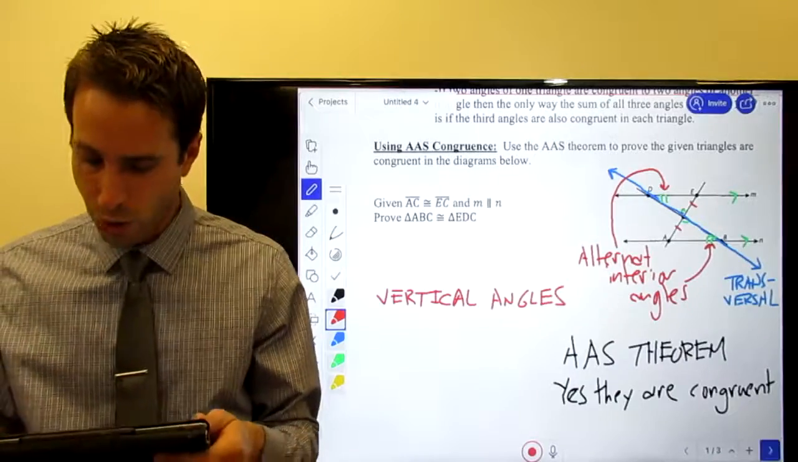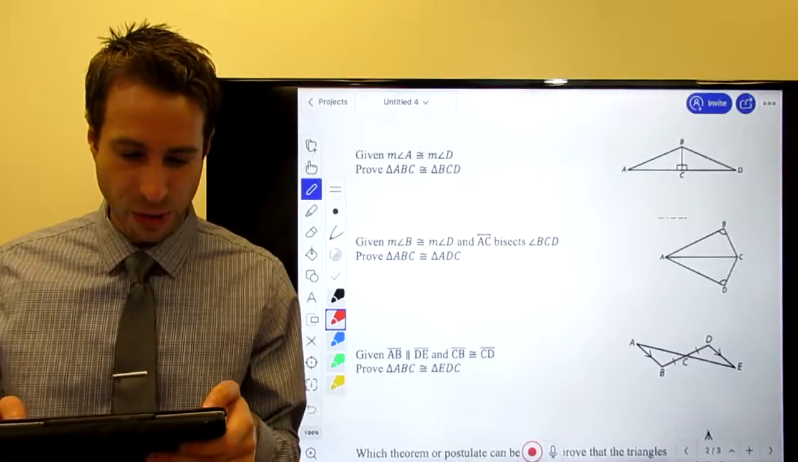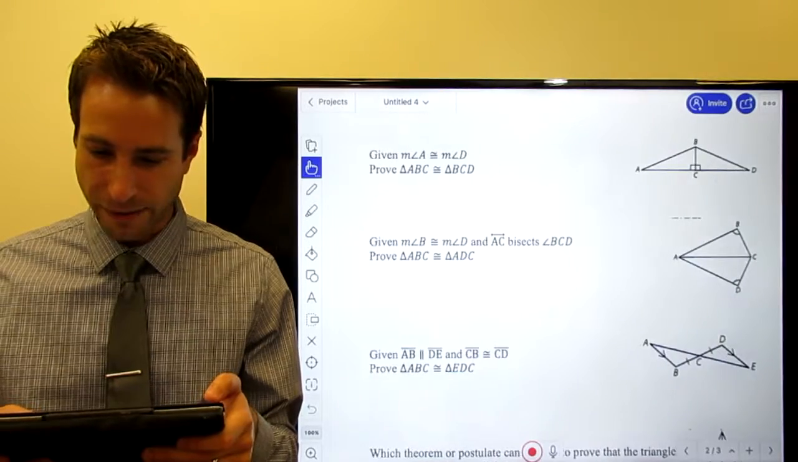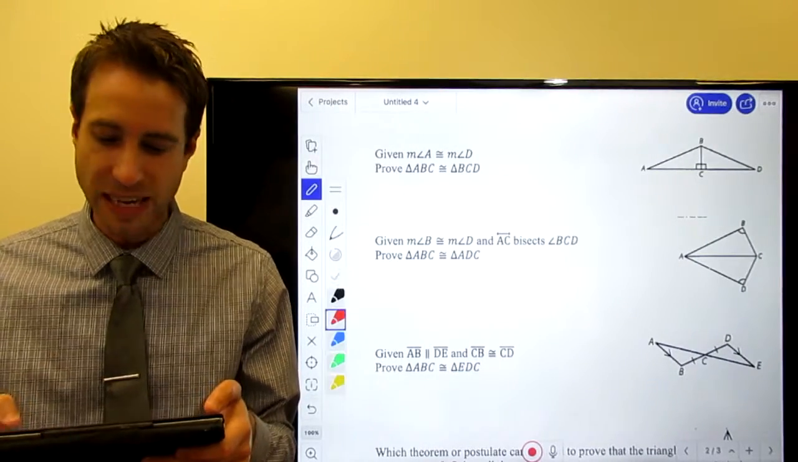Let's try a couple more. We can go through these next ones a little bit quicker. I think we're kind of getting the hang of it here. So let's go ahead and do that. So here's what I've got. I got a few more diagrams for you. I give you a little bit of information.